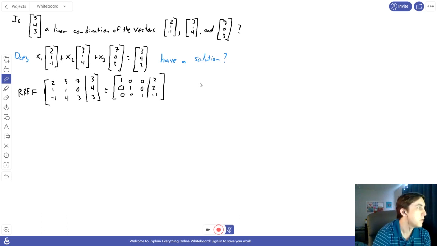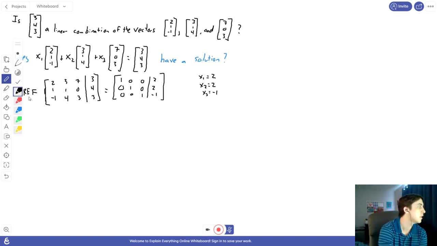In particular, our first equation says x1 is 2, our second equation says x2 is 2, and our third equation says x3 is -1. So not only do we have a solution, we have a unique solution, right? The only scalars that work for this are 2, 2, and -1 respectively.